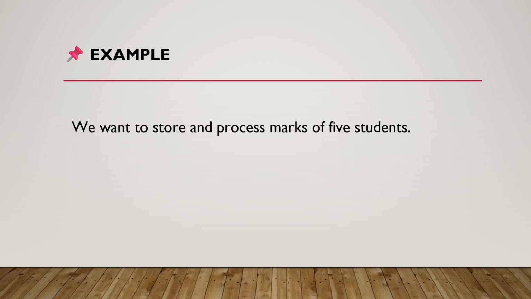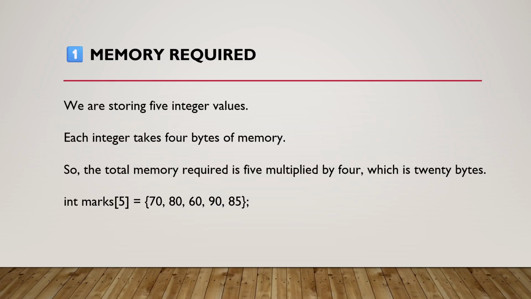Example, we want to store and process marks of 5 students. We know that an integer takes 4 bytes of memory. Now, here we take a 5 integers array. Here we can take any 5 integers to store in the integer array. Each integer takes 4 bytes of memory. So, the total memory required is 5 multiplied by 4, which is 20 bytes. So, memory required for a 5 integer array is 20 bytes.